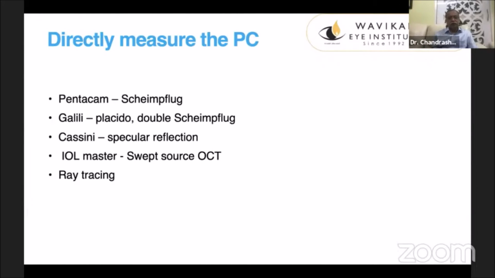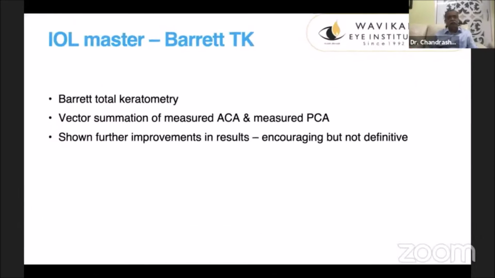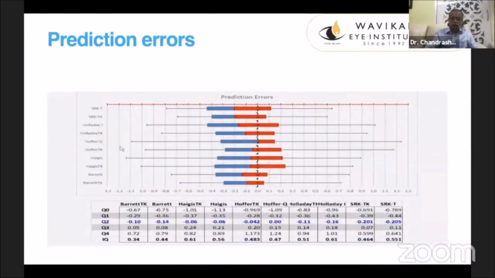We come back to the previous slide, that is directly measuring the PCA. And here we are talking about the new kid on the block, IOLMaster Barrett TK. TK stands for total keratometry. So it is a vector summation of actually measured ACA and measured PCA rather than estimated PCA. And it has shown improvement in the results. There are different papers which show different percentages, but approximately 13 to 14% improvement is there.